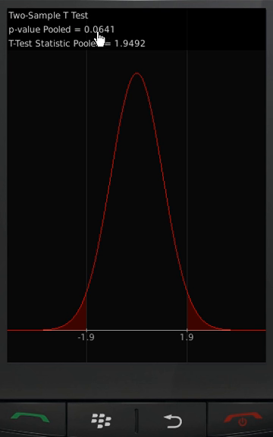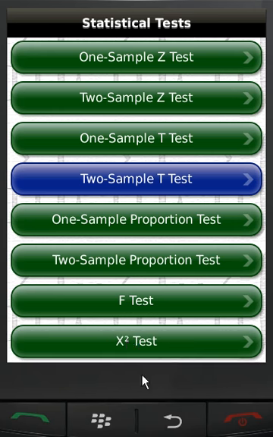Again, the p-value tells you that there's a 0.0641 chance that you'd be making an error should you reject H0, a type 1 error. It is also the probability that by random chance a value would be at least this far from the null hypothesis. So the probability that a value would fall in this region out here is 0.0641. That's the p-value.